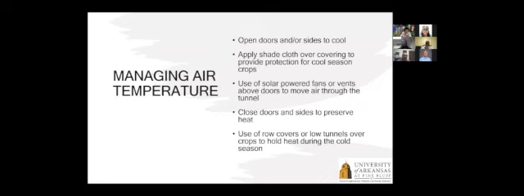So to manage our air temperature, like I said, high tunnels are passively cooled, passively heated. So we know we can open doors or raise our sides if we want to cool in the warmer months, or we can apply a shade cloth over the top of our high tunnels. If we have cool season crops out there getting into the warmer season, we put a shade cloth there, and we reduce the temperature by cutting out some of the light.